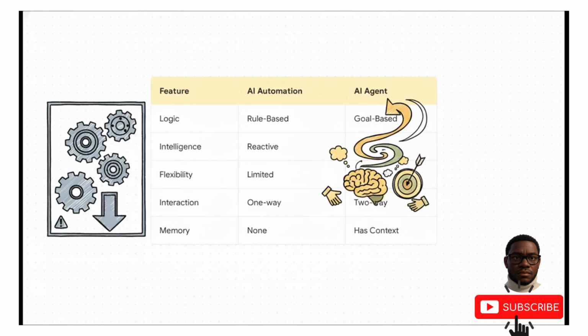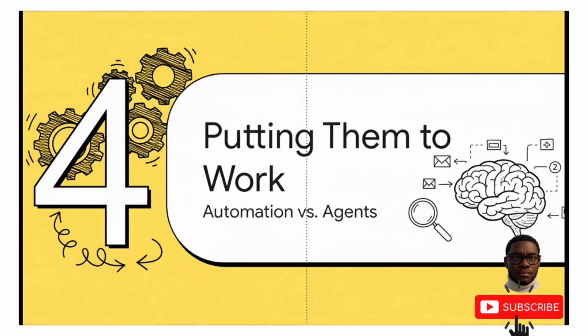Logic-wise, automation is all about the rules, while an agent is all about the goal. This makes automation reactive, while agents are proactive. And that leads to a huge difference in flexibility. Automation is rigid, it's limited, while agents are super adaptive. And this is a big one. Automation is just a one-way street of commands, but an agent can have a two-way conversation and it actually remembers what happened before. It has context.